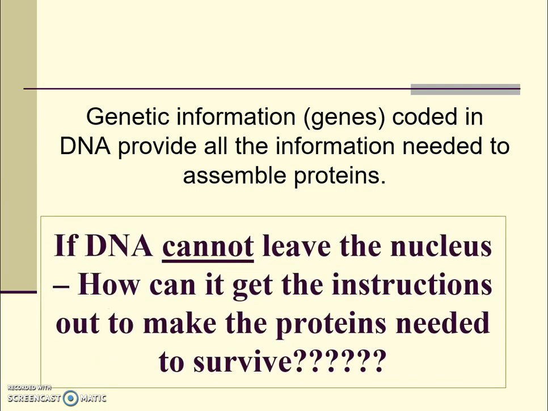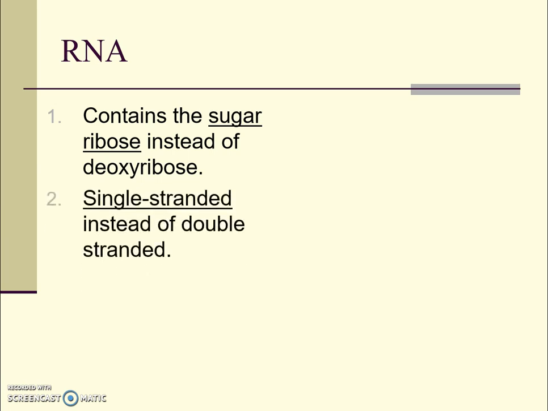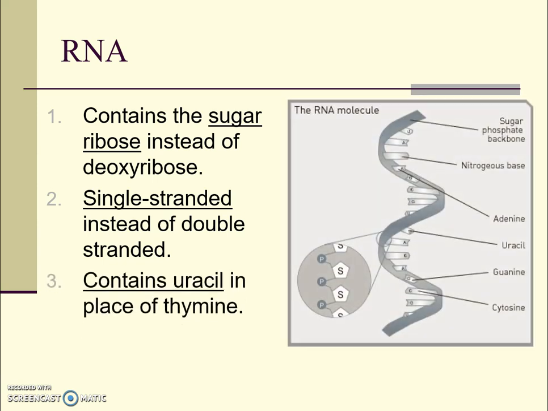So the next question is, if DNA cannot leave the nucleus, how can it get the instructions out to make the proteins needed to survive? The answer is this molecule, which is called RNA. RNA stands for, as you all know, ribonucleic acid. It contains the sugar ribose, and it's single-stranded, and it contains 4 nitrogenous bases, just like DNA, but instead of thymine, it has uracil.